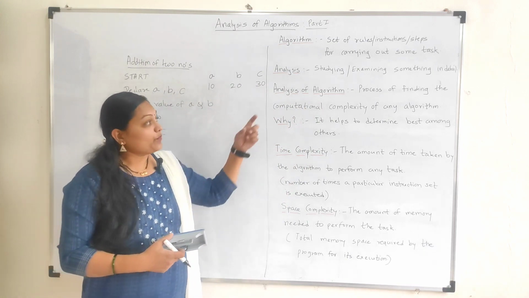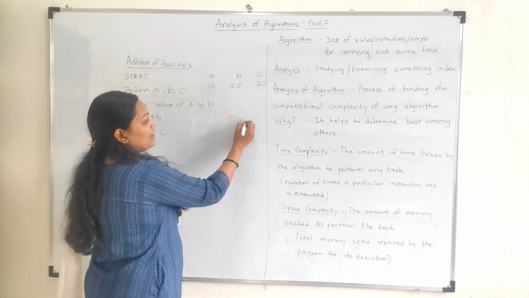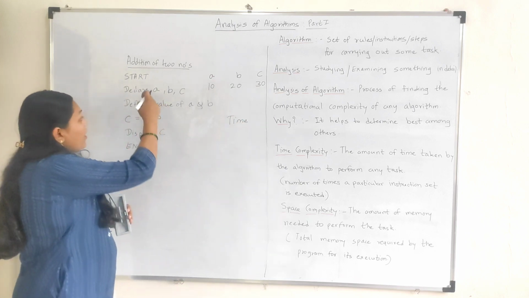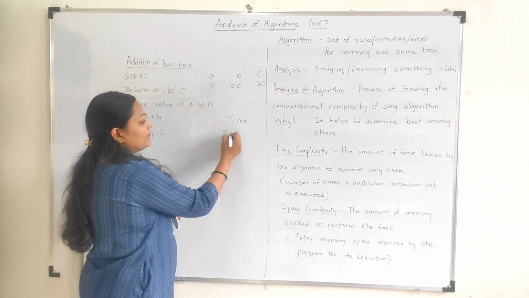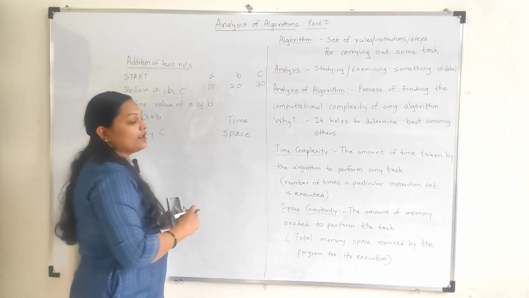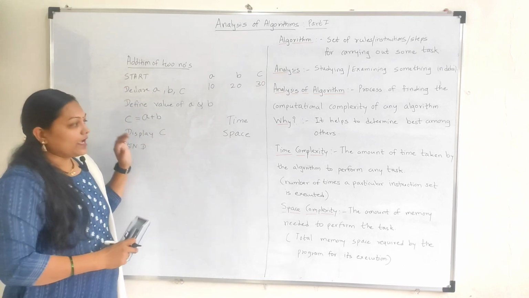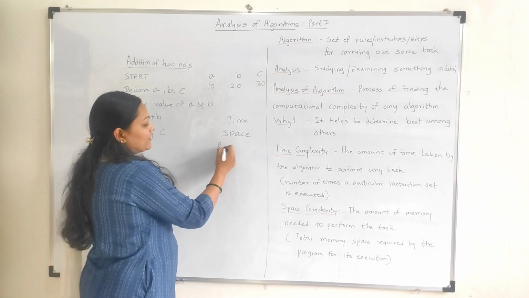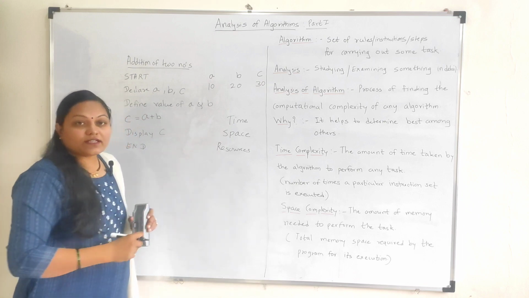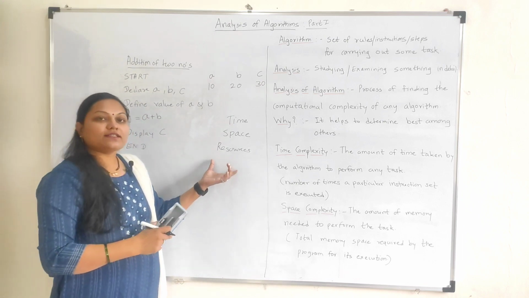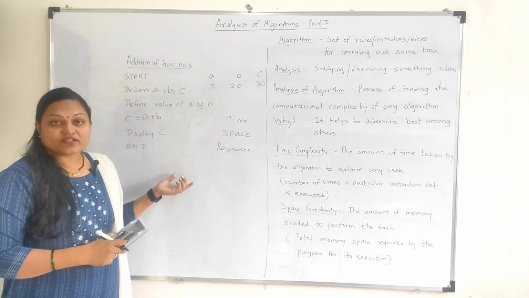In the computational complexity, we are going to consider the time required to execute all these instructions in the algorithm. Second thing that we will consider is the space required for this algorithm. And the last thing that you can consider is the resources required for this algorithm. In the resources we can say processors, compilers required for execution of these instructions.